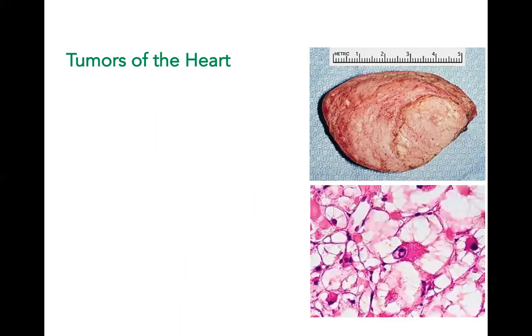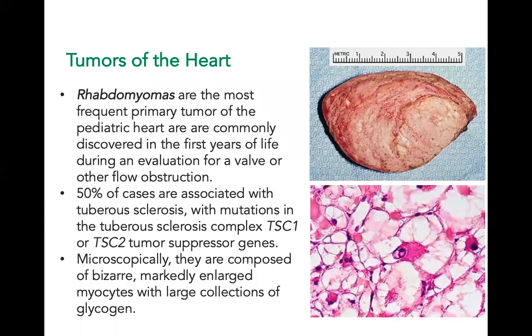Alright? The last tumor of the heart, we have your rhabdomyoma. So remember that rhabdomyomas, pag sinabi ng rhabdo, parang skeletal muscle, okay, rhabdomyomas are the most frequent primary tumor of the pediatric heart. Okay, so pediatric heart. So kanina yung myxoma most common overall, basically in adult, kasi very unusual sa pediatric na meron siyang myxoma. So most of the pediatric heart primary tumors are rhabdomyomas.